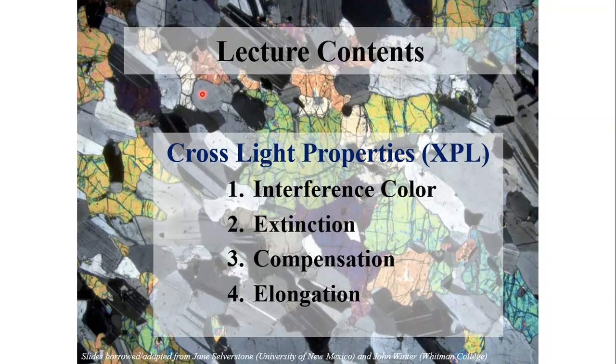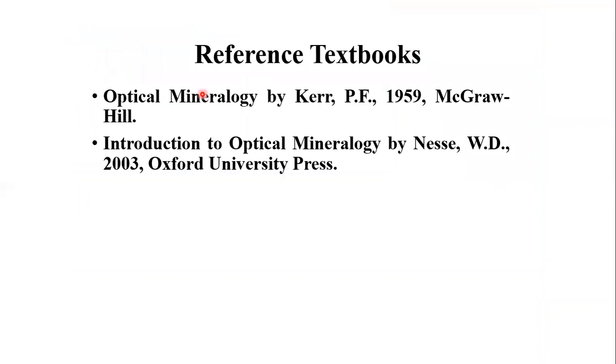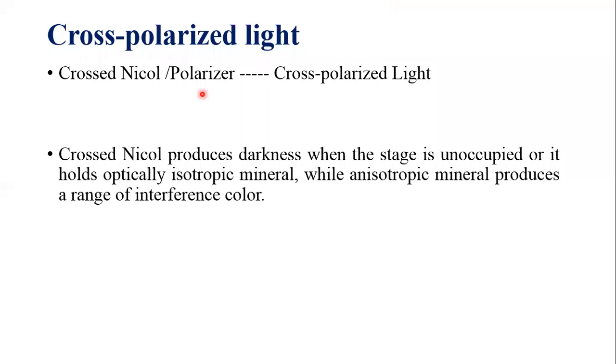Dear students, you know the difference between plane light properties and cross light properties of minerals. Cross light properties are those optical properties of minerals which we observe in cross-polarized light. And cross-polarized light is produced by cross-Nicol or cross-polarizer. Dear students, now what is meant by cross-Nicol or cross-polarizer?